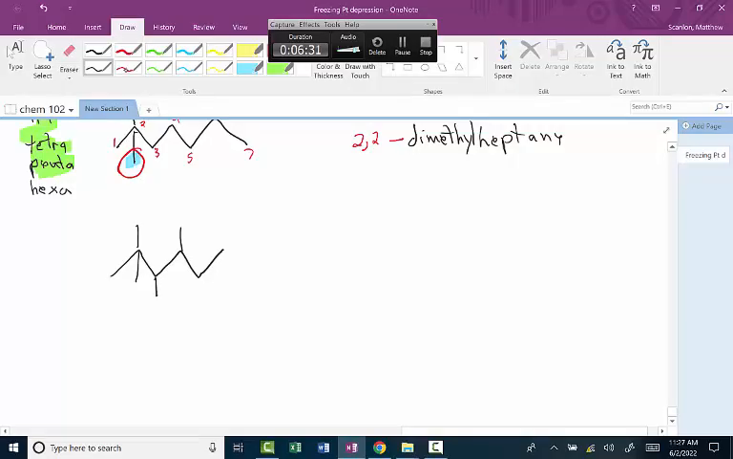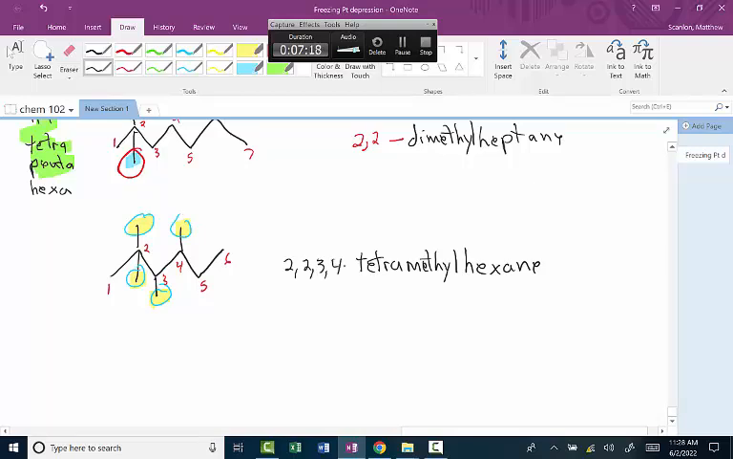We count the longest chain, and that can be confusing. I'm giving you easy examples right now. 1, 2, 3, 4, 5, 6, it's hexane, and then I look at my groups. When you're naming these, sometimes it's just really wise to circle your groups so you get them. There's 4 methyl groups, so that would be tetra for 4 methyl hexane, and then I got to tell which carbons they're on, and I have them on 2 on 2, 3, and 4, and so I go 2, 2, 3, 4 tetramethyl.